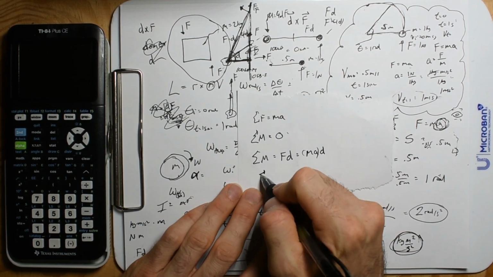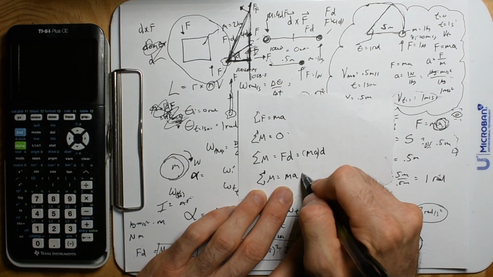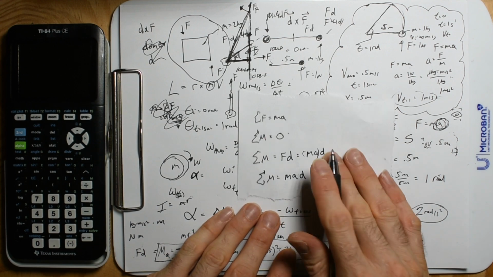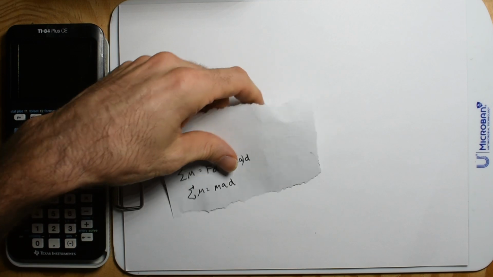So you could do that. You could do sum of the moments is equal to mass times acceleration times distance. And I think that's what we did. Let's grab one more sheet of paper and kind of polish this thing.